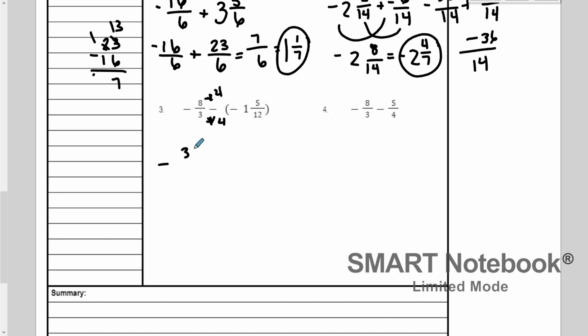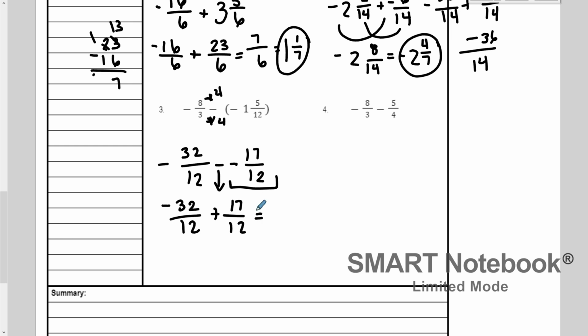8 times 4 is 32. 12s minus. I'm going to make this improper, so 12, 13, 14, 15, 16, 17, 12ths. Then I'm going to rewrite our subtraction as addition of the opposite. This becomes negative 32 over 12 plus the opposite of negative 17/12ths, which is positive 17/12ths.